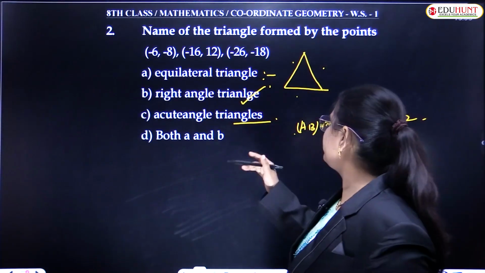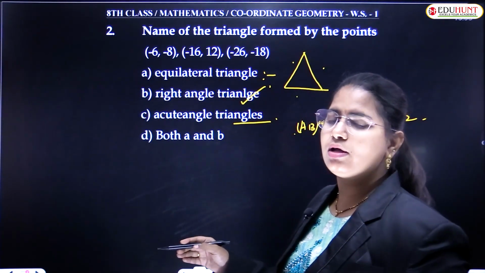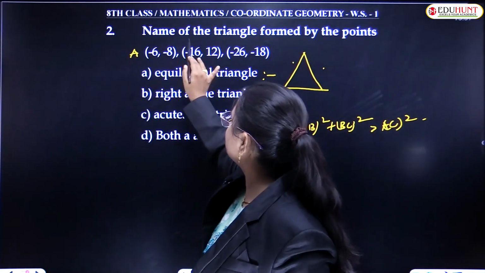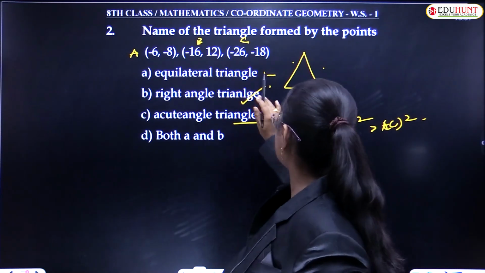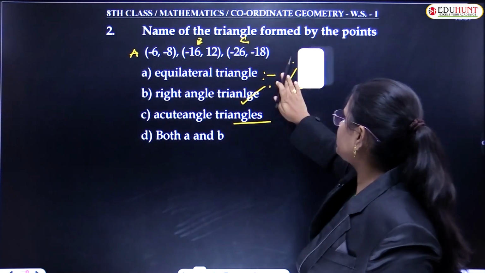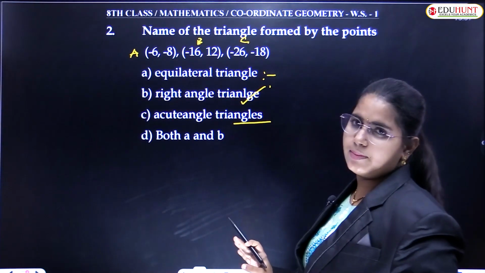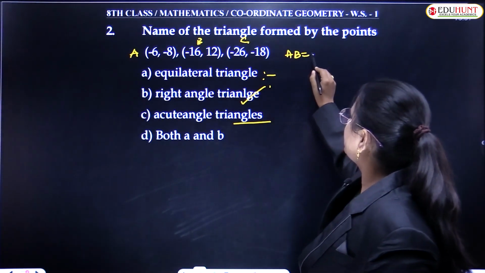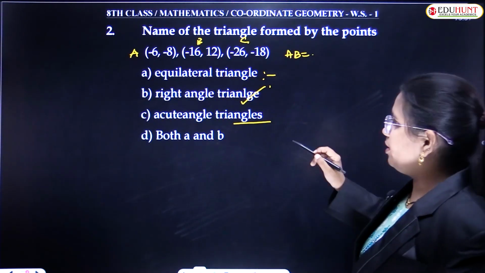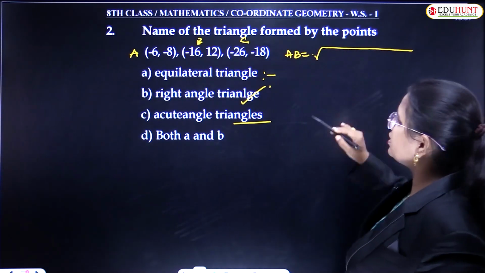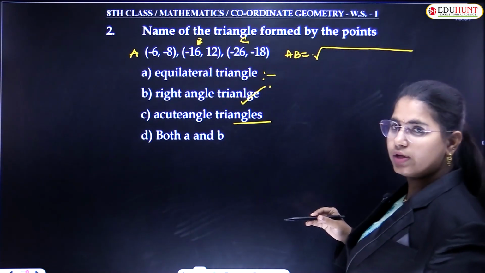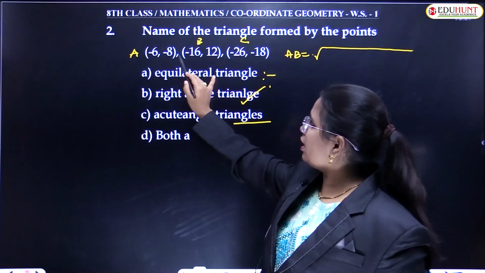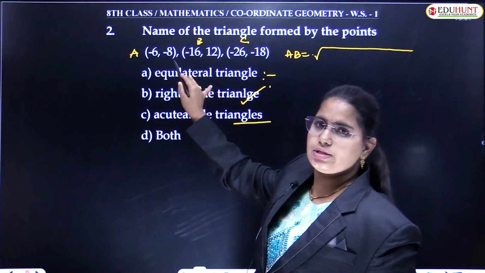So let us first find the distances AB, BC and CA. So let me take this point as A, this point as B, this point as C. Okay. So let us find out the distances AB, BC and CA. So what is the value of AB here? Distance of AB: under root (x2 minus x1) whole square plus (y2 minus y1) whole square. So what is x2 minus x1? For AB, you have to calculate the distance between these 2 points first.